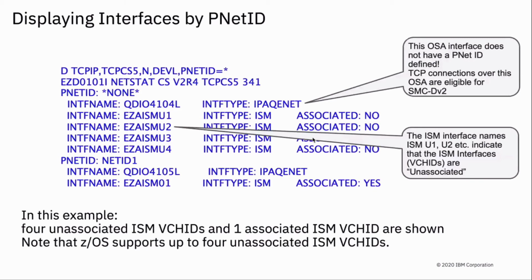I don't have a chart for this concept, but we also added the ability to specify PNetID equal none on that Netstat devlinks display. And if you say PNetID equal none, you'll just show the first part of this display. You wouldn't see the PNetID, PNetID1 stuff, right? And if perchance you had a PNetID named none, you would see these star none guys, and you would also show the PNetID of none. But we don't recommend a PNetID of none, but we're using it internally.